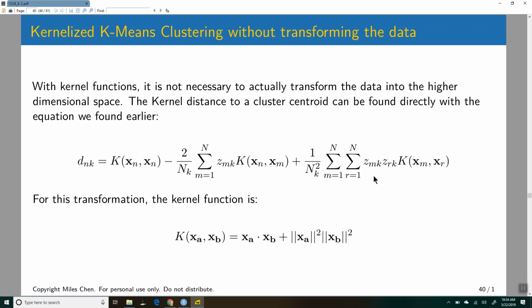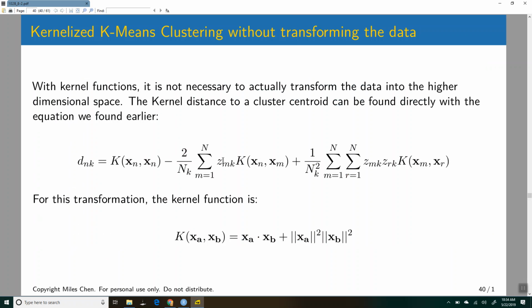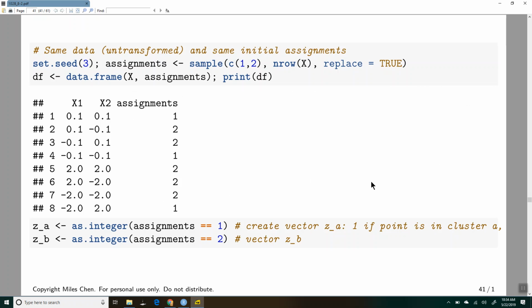All right, so here I just start off with our arbitrary assignments with some points belonging to cluster 1 and some points belonging to cluster 2, and then I'm going to do z, and I'm going to just say, is the assignment equal to 1? And if it is, then we'll make it true, false, and we'll say as.integer or as.numeric, so it becomes 0s and 1s. So we'll have ZA equal 1 if it's in cluster 1, and ZB will equal 1 if it's in cluster 2. Okay, and that will play a role in these sums here.